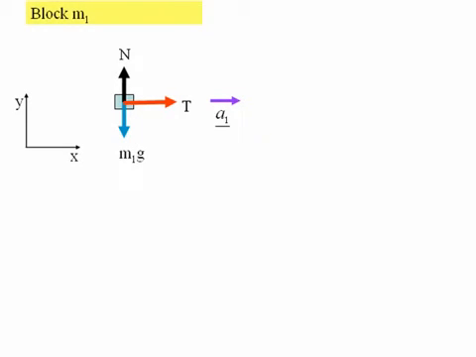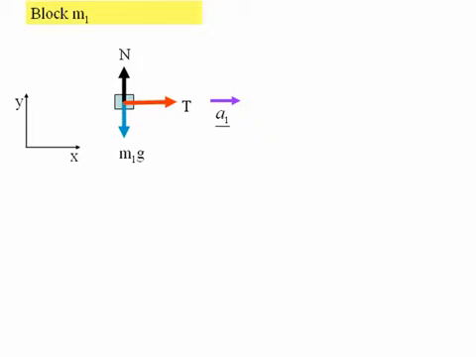We start this problem by drawing ourselves a couple of free body diagrams. We have to draw free body diagrams for each of the objects that are in the system. So let's start by drawing a free body diagram on the block which is resting on the horizontal surface.